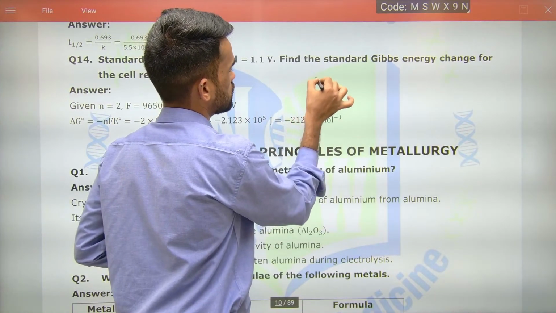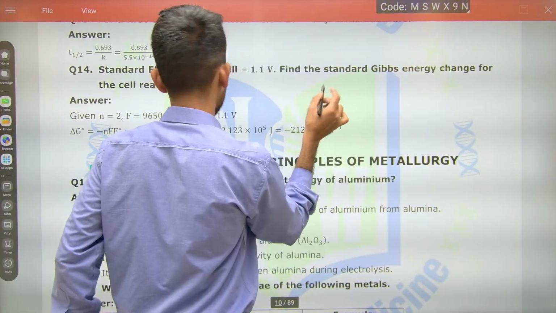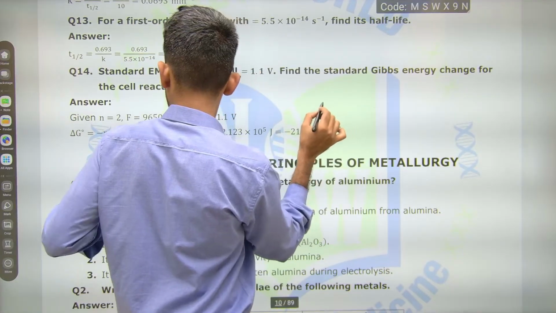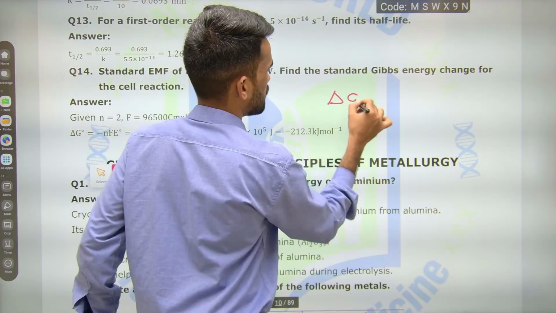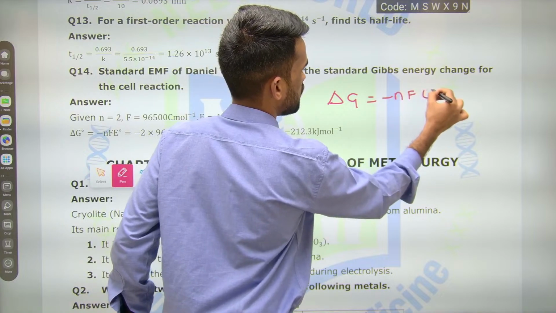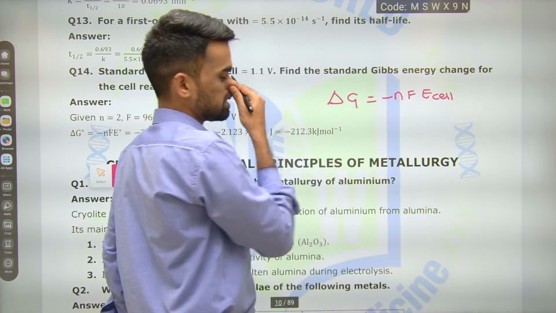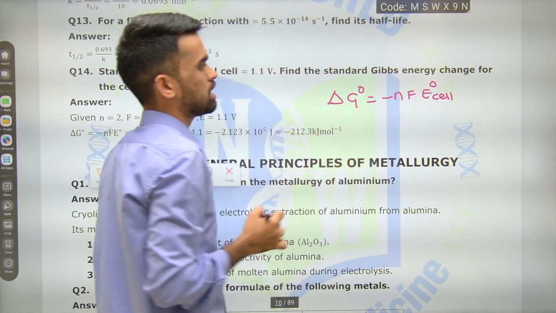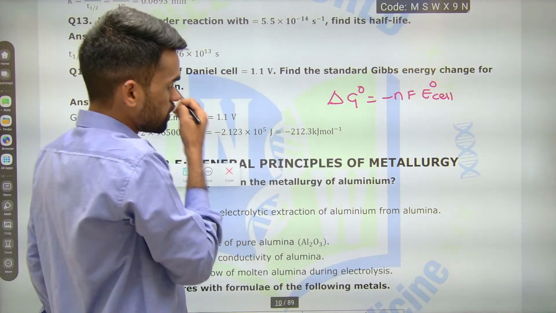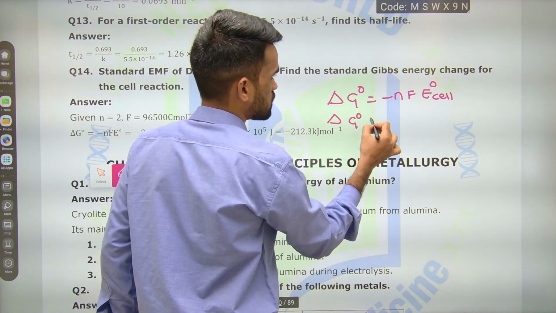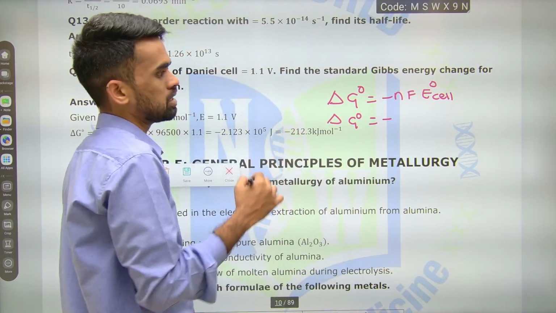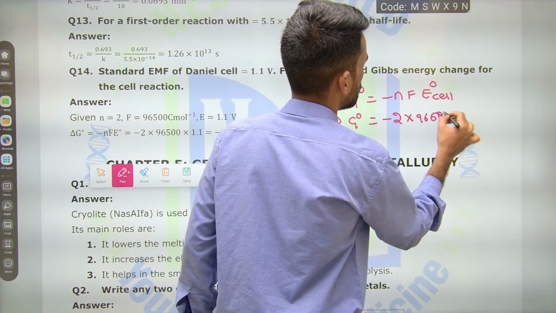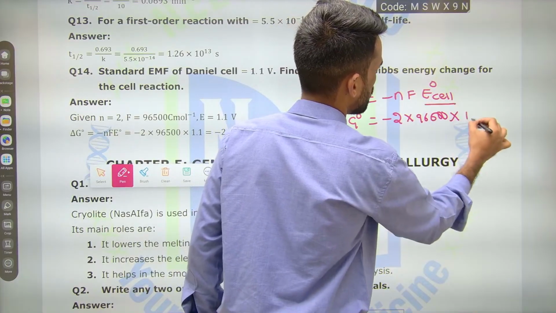Let me write this. Delta G is equal to minus nF E cell, I have given. This is Gibbs free energy. Now they are asking for the standard Gibbs free energy, so take it with the standard cell potential. So standard Gibbs free energy is equal to minus, for the Daniel cell here electrons are 2, Faraday 96500, and into 1.1 volt.